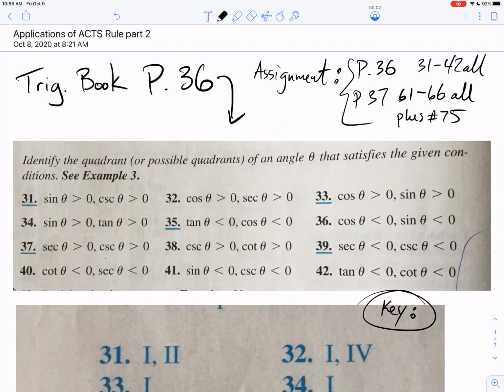Okay, guys, here we go. This is going to be our follow-up to the first AX rule. This is AX rule part 2.